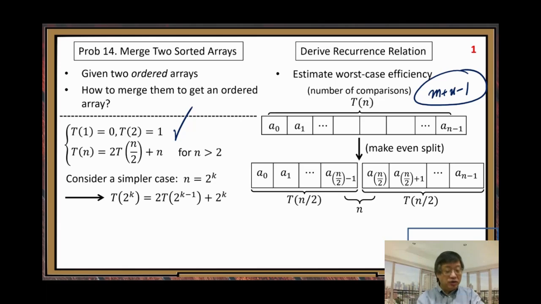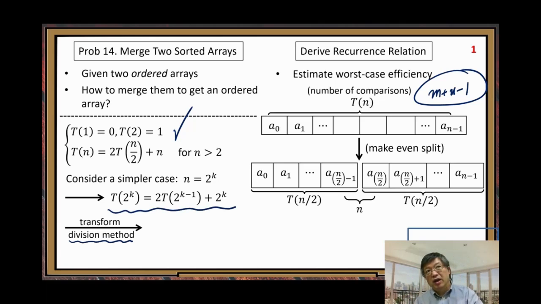Now, let us do the transform and try to get a better view of the recurrence relation. But how to do it? There is another commonly used method called the division method. How do you know you should use the division method? Usually by experience. You examine the structure of the current equation. So you should get some sense, if you have a lot of experience.